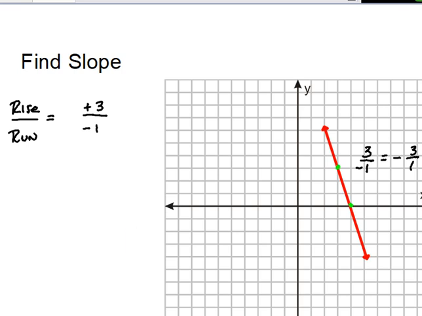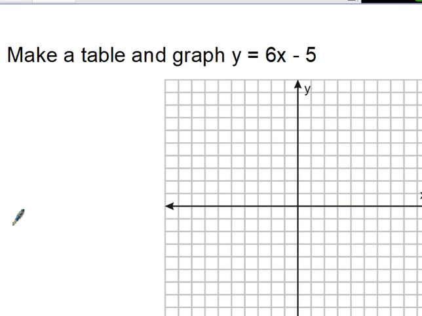Okay, so let's now talk about how we graph these lines given an equation. And to begin graphing a line, one of the easiest ways to graph a line is to make a table of values. So let's go ahead and make our table. So my table is going to consist of an x column and a y column.